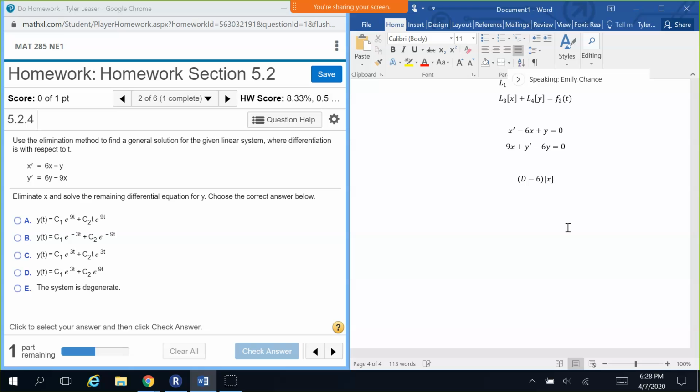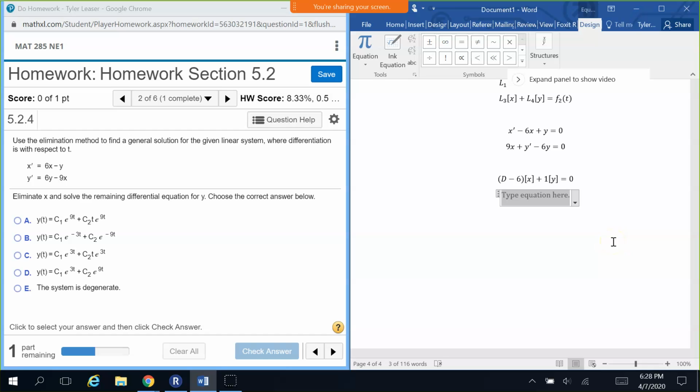Okay, and then we're going to add on to this. We only have a constant in front of the y, just the 1, so it's going to be the operator of 1 acting on the y. For the second equation, we have a 9 acting on the x, plus we have the derivative of y minus 6 acting on the y. So is this step all right, going from your system to the operator way of writing it out? It's making sense.